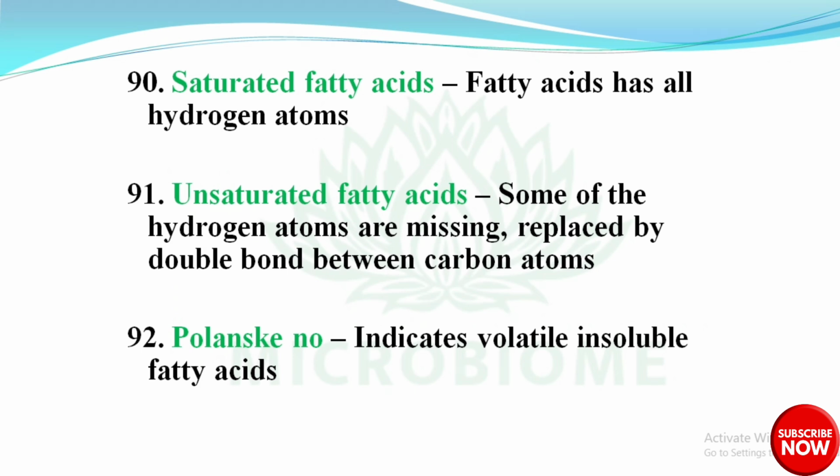And next, saturated fatty acid. So here the fatty acid has all hydrogen atoms. And unsaturated fatty acid, some of the hydrogen atoms are missing, replaced by double bonds between the carbon atoms. And next, Polenske number. It indicates volatile insoluble fatty acids.